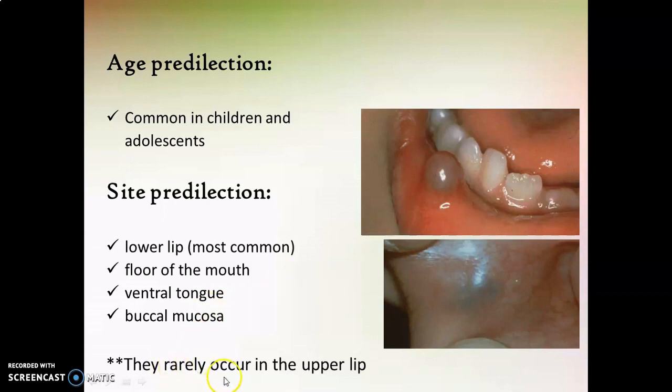And they are very rare to occur in the upper lip. So if you find a similar lesion in the upper lip, your first differential diagnosis should be a tumor affecting the salivary glands. So as I said, mucocele is very common in the lower lip as you can see in this image. And here you can appreciate a mucocele that affects the buccal mucosa.